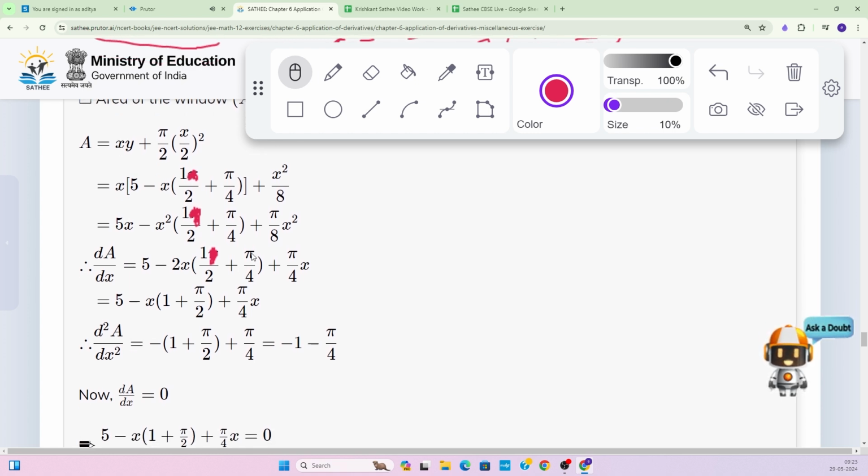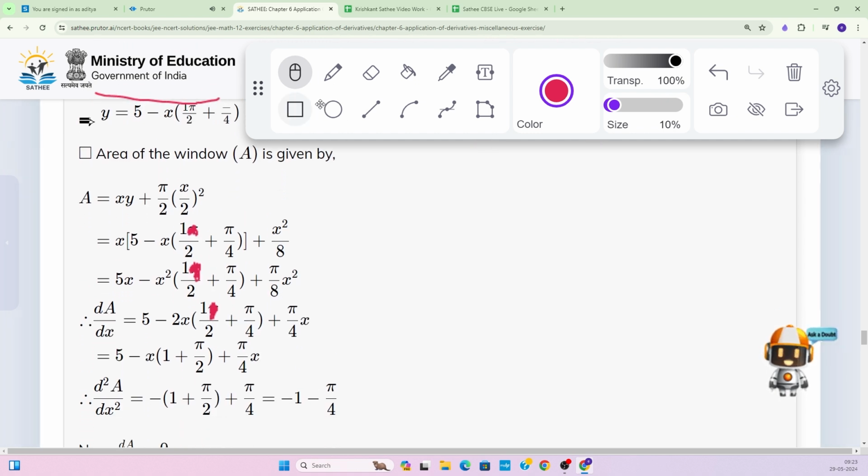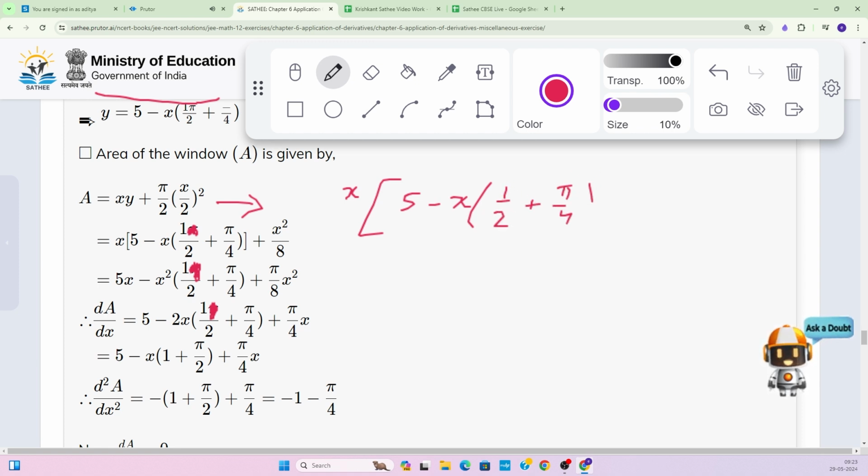Let me just once again verify the calculation. So here it will be just (5 − x) times (1/2 + π/4), plus π/8 x². So far so good. Now simplify this and this.